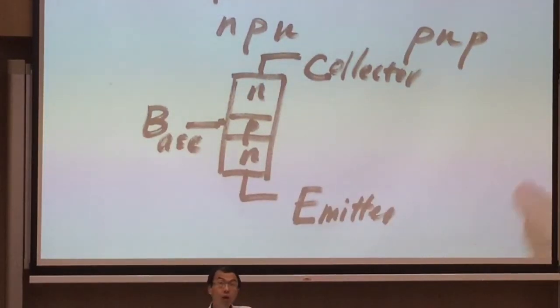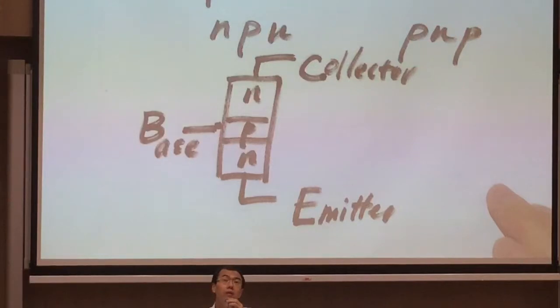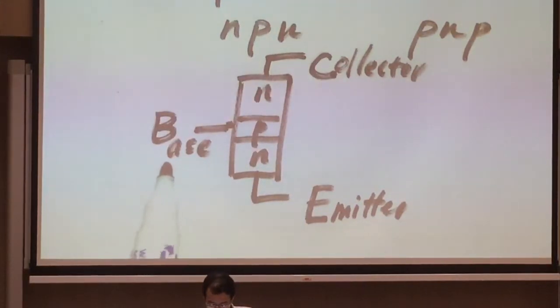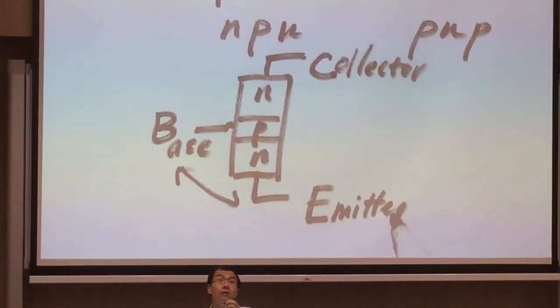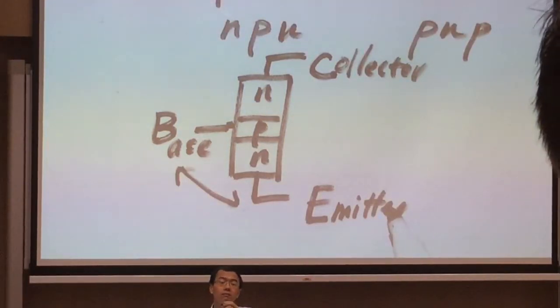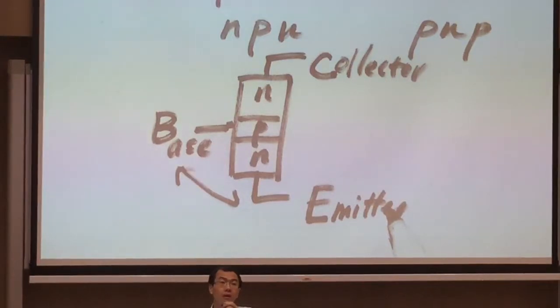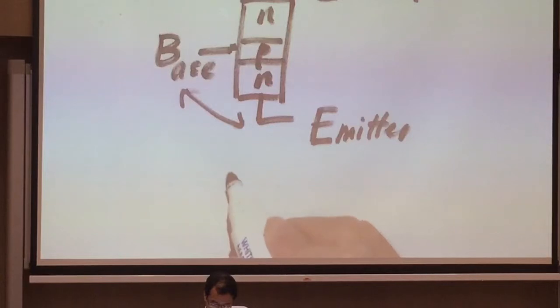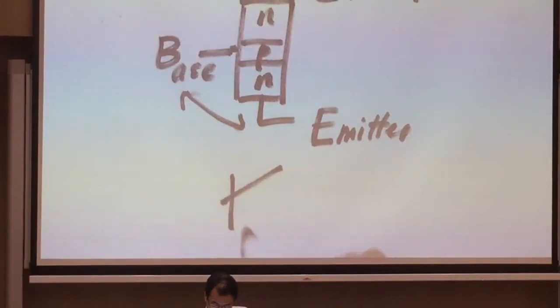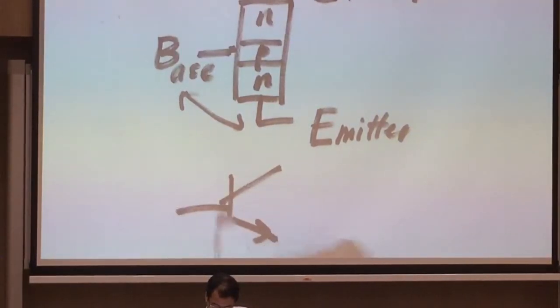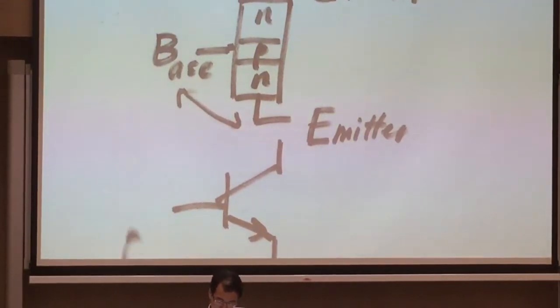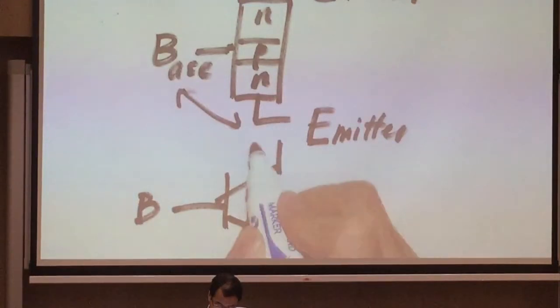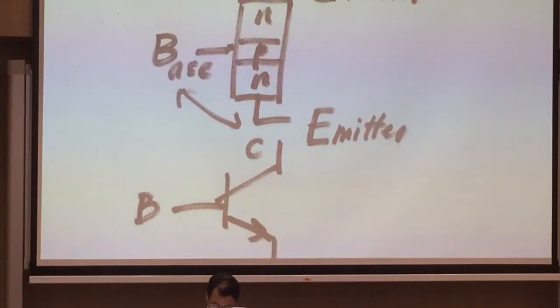One of the things you need to remember is, if you look at your base-emitter junction, you can see a diode. For the PNP, the circuit symbol is this one. This is the symbol you are going to use in the circuit. Again, here is the base, here is the collector, and here is the emitter.